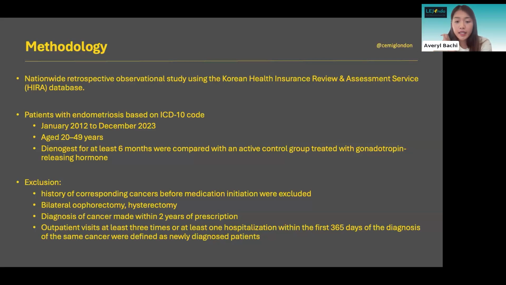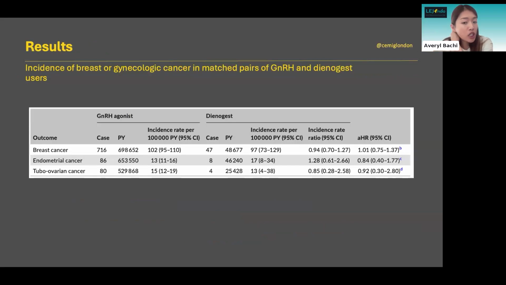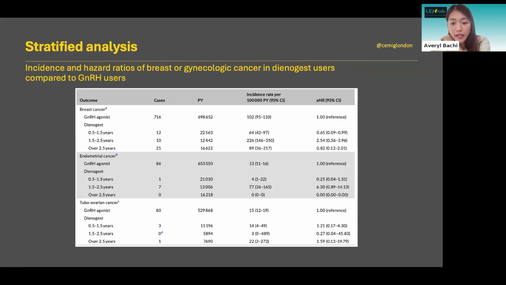Okay, next slide. So essentially, this is the result. What it has shown was that they observed similar cancer incidence rate between the two groups, the GnRH agonist group and the Dianogest group. And this null association remained after prolonged Dianogest treatment, except for breast cancer. So if we move on to the next slide.